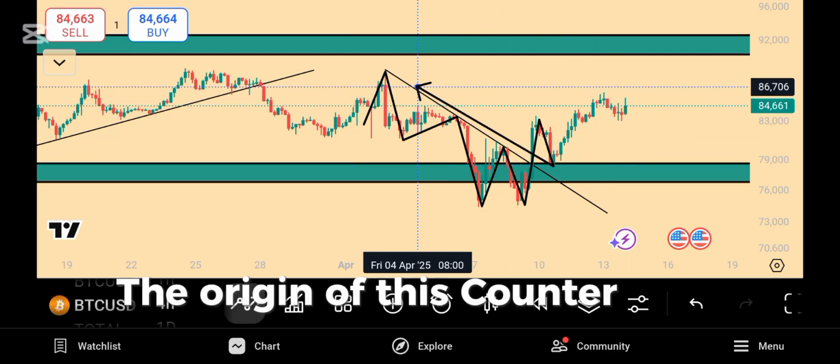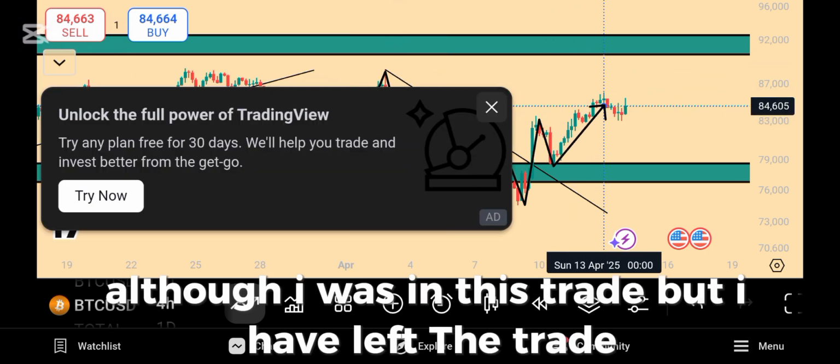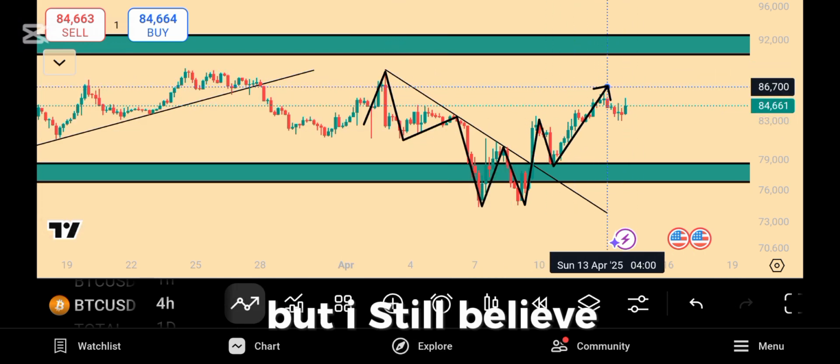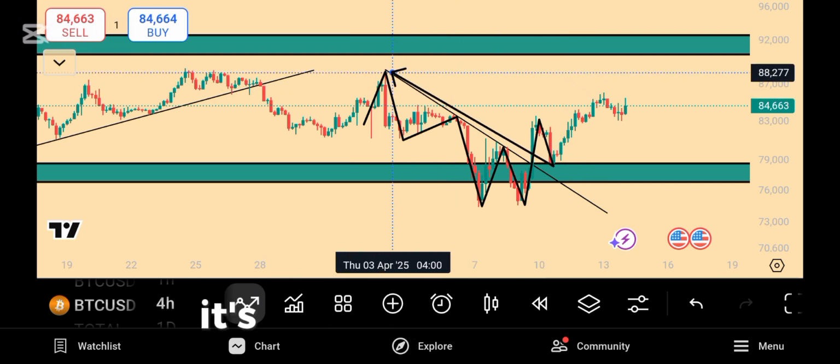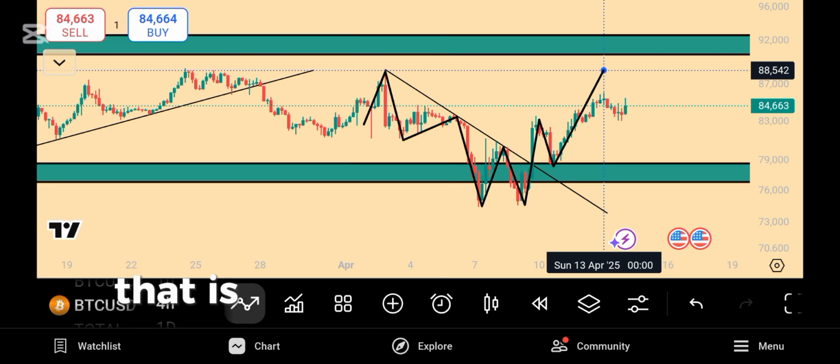The origin of this counter trend line is the target, which is around 8,000. Although I was in this trade, I have left the trade, I've closed my trade. But I still believe and maintain that we will take out this 8K level at least. So that is my opinion on Bitcoin. That is what I think will happen on Bitcoin.